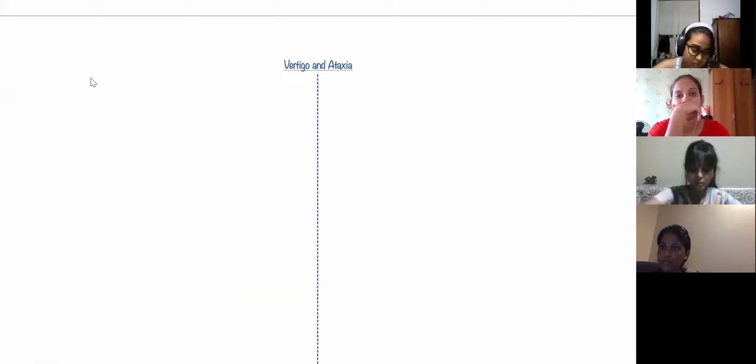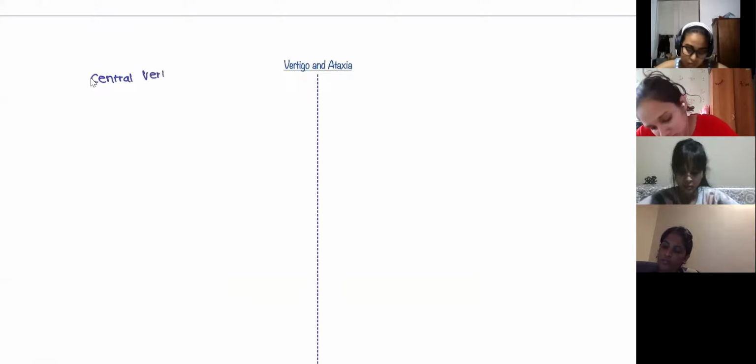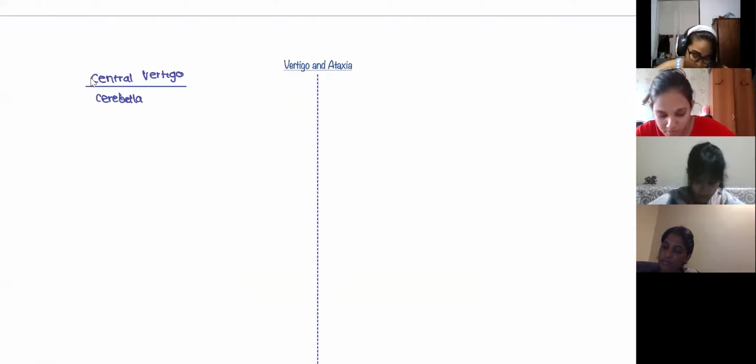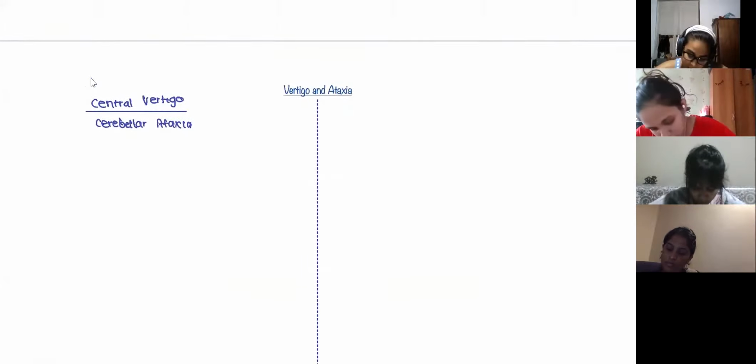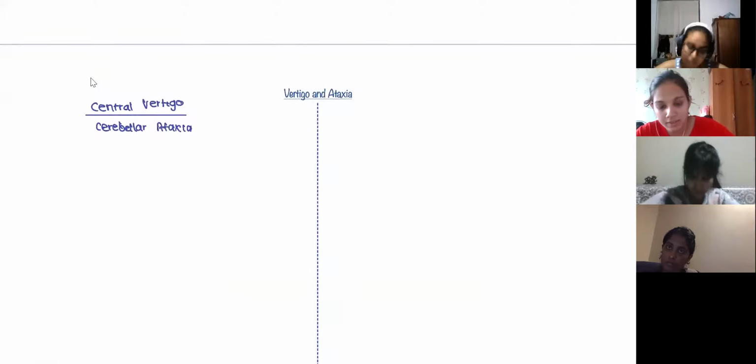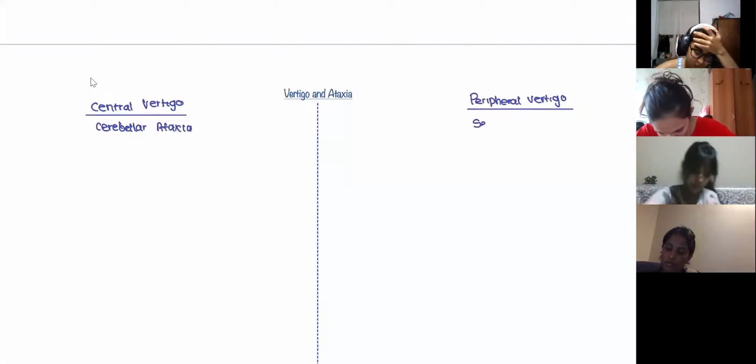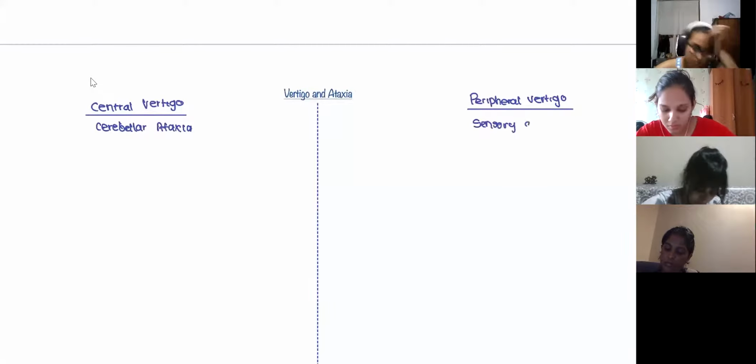I'm going to call this side central vertigo or cerebellar ataxia. Okay. The two symptoms, two names. The other side, I'm going to call it peripheral vertigo and sensory ataxia. Okay.